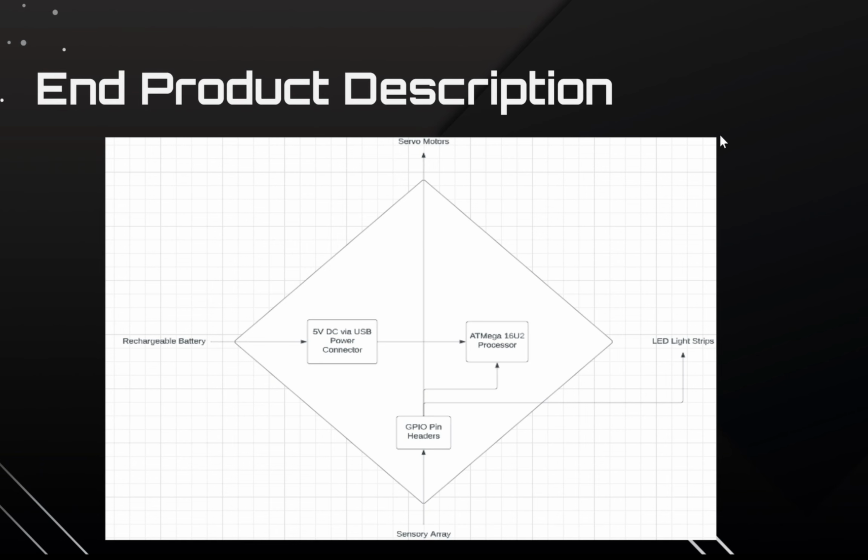This block diagram is what makes up the Nightcast, which starts with the ATmega processor with GPIO pin headers that are used to establish important connections, and would receive power from the 12-volt lithium-ion rechargeable battery that is connected to a 5-volt DC power connector. Then, at the bottom section of the diagram is where we would list the sensory array with the pin headers, which is our photoresistor that is used to activate the awning of the Nightcast.